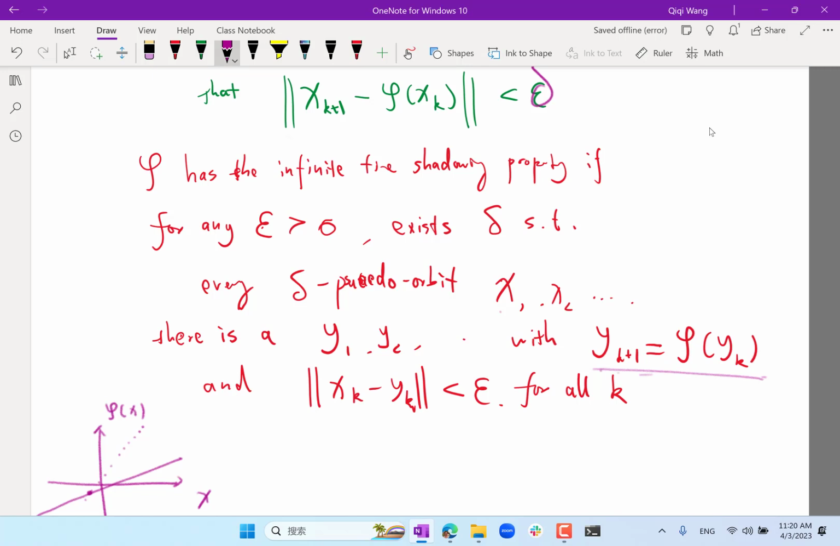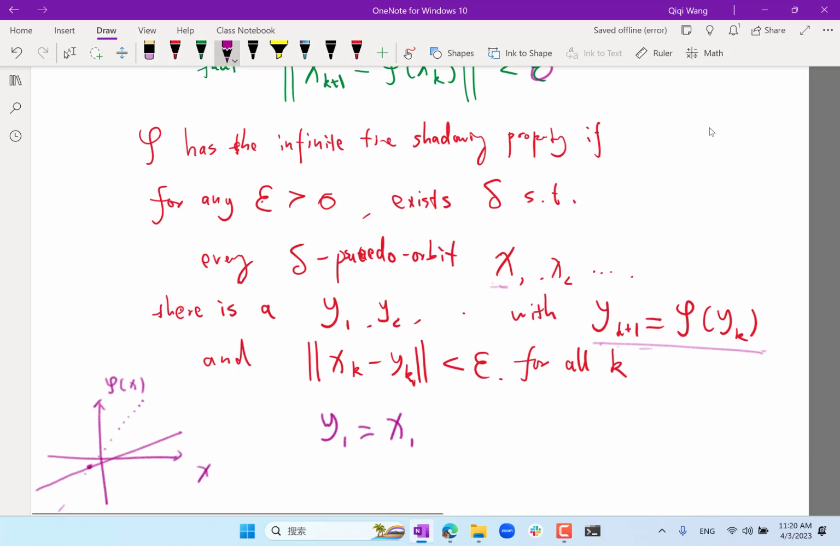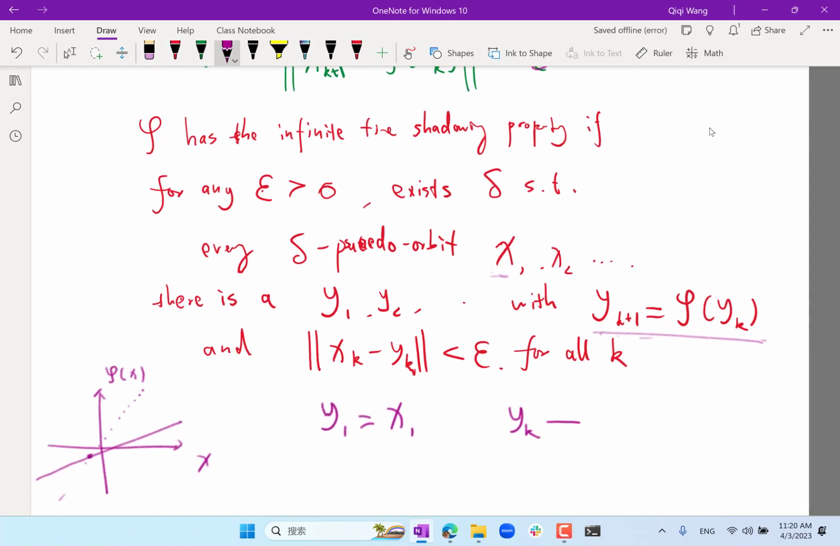So if you want an exact orbit y that shadows this delta pseudo orbit, you can just start with y1 equal to x1 and keep doing the simulation, right? Then all the yk are going to converge to the fixed point. So why does it satisfy the shadowing property? Why does the real solution that converges to the fixed point shadow the pseudo orbit?